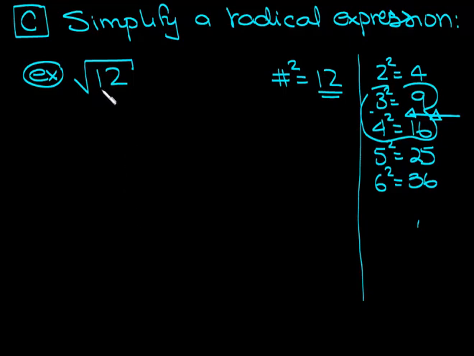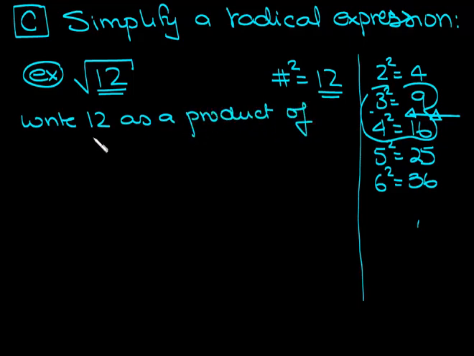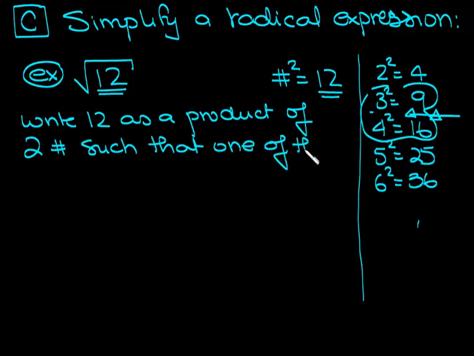So if you have a radical where you don't have a perfect square, then you ask yourself, can I write this as a product of two numbers where one of them is a perfect square? So what we want to do is write 12 as a product of two numbers such that one of them is a perfect square.